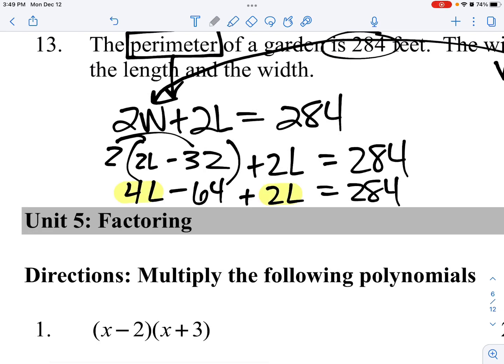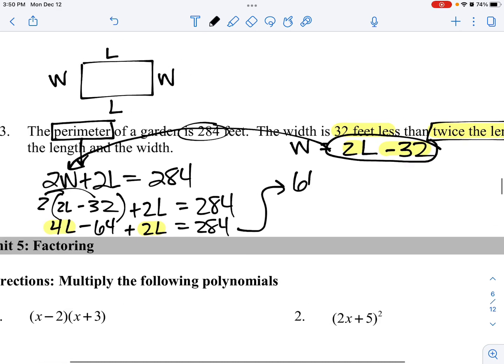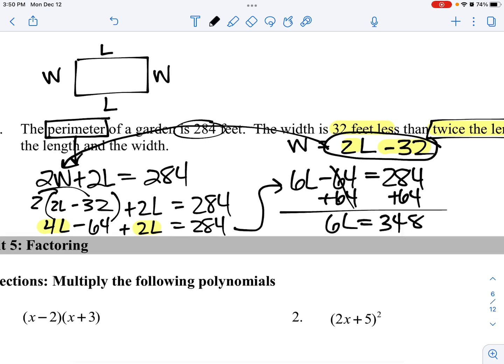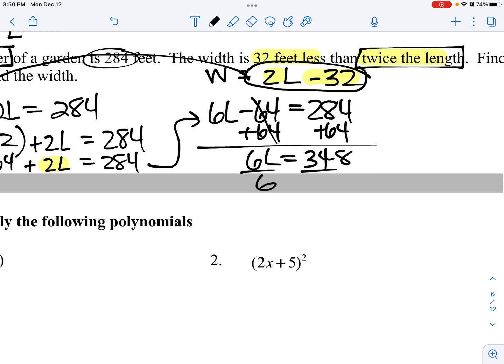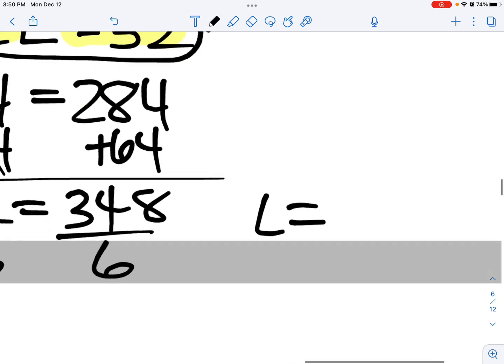Yeah, you can combine your like terms. 4L plus another 2L makes 6L. I'm going to write up here since I'm running out of room. 6L minus 64 equals 284. I'm going to add 64 to both sides. That gives 348. I'm just doing that in my calculator. 6L divided by 6. L equals, let me see, when I divide 348 divided by 6, that gives me 58.